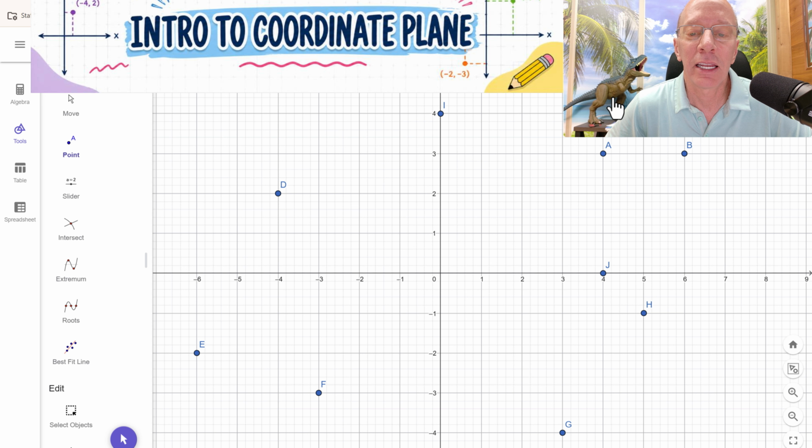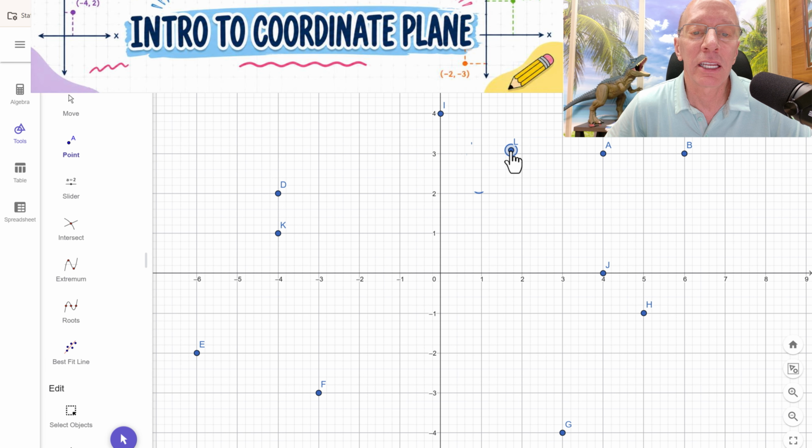All right, let's go ahead and do another problem. I'm going to go ahead and plot -4, 1. Where would I put it? -4, 1. Now remember, the first number is on the x-axis, and since it's a -4, I'm going to be working with quadrant 2. So right here is -4, and then I move up 1 right here.